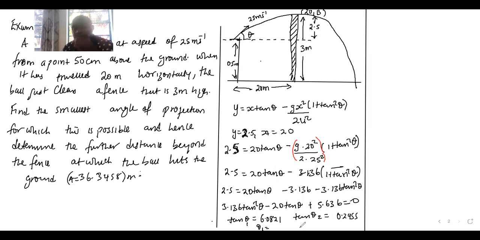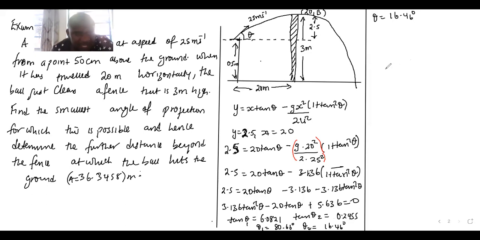Theta 1 is 80.66. Then confirm theta 2: 16.46. Now the question said the smallest angle. So the smallest angle is 16.46. Therefore, the smallest angle of projection is 16.46 degrees.